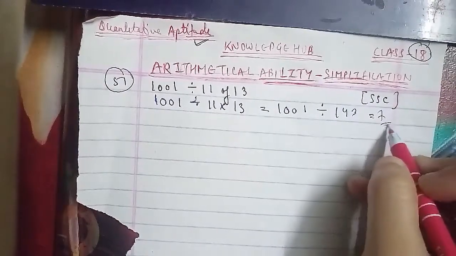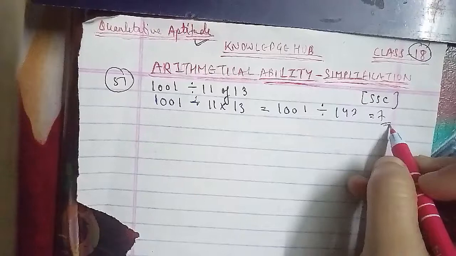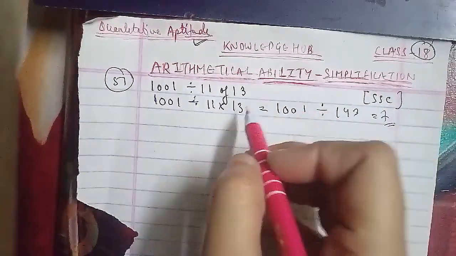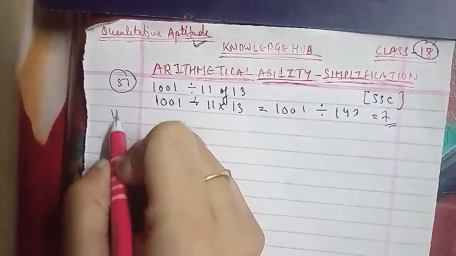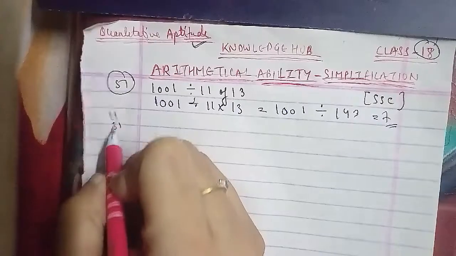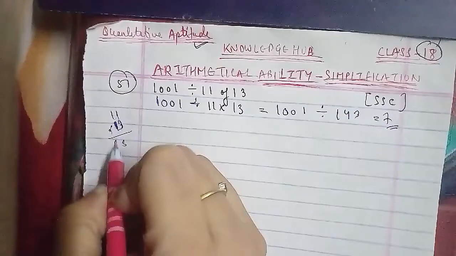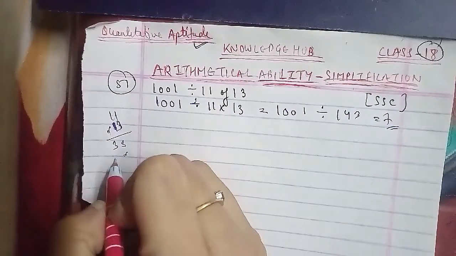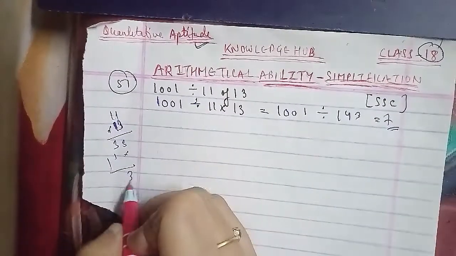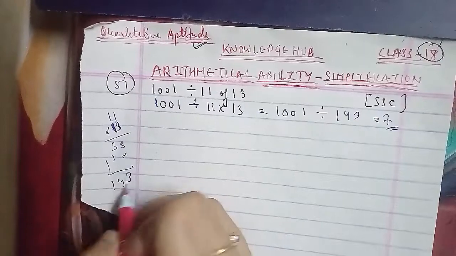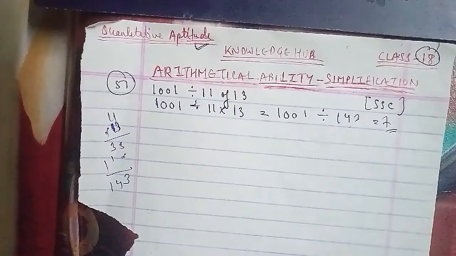11 times 13, if someone does not know it, I will just show you for your sake. 3 ones are 3 and 3 ones are 3, and 1 one is 1 and 1 one is 1. So 3, 4 and 1, so that is 143, and when you divide 1001 by it, you will get 7 as the answer here.